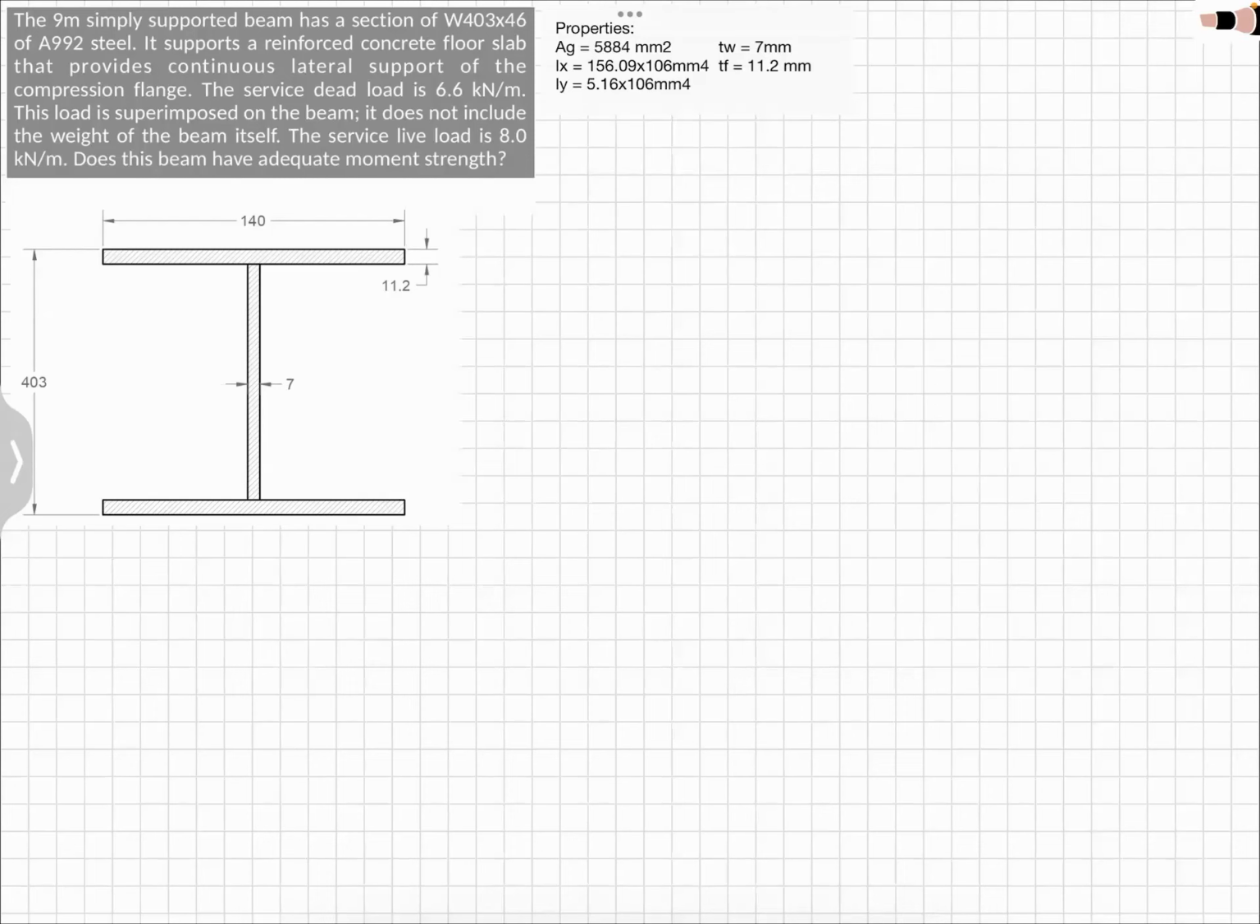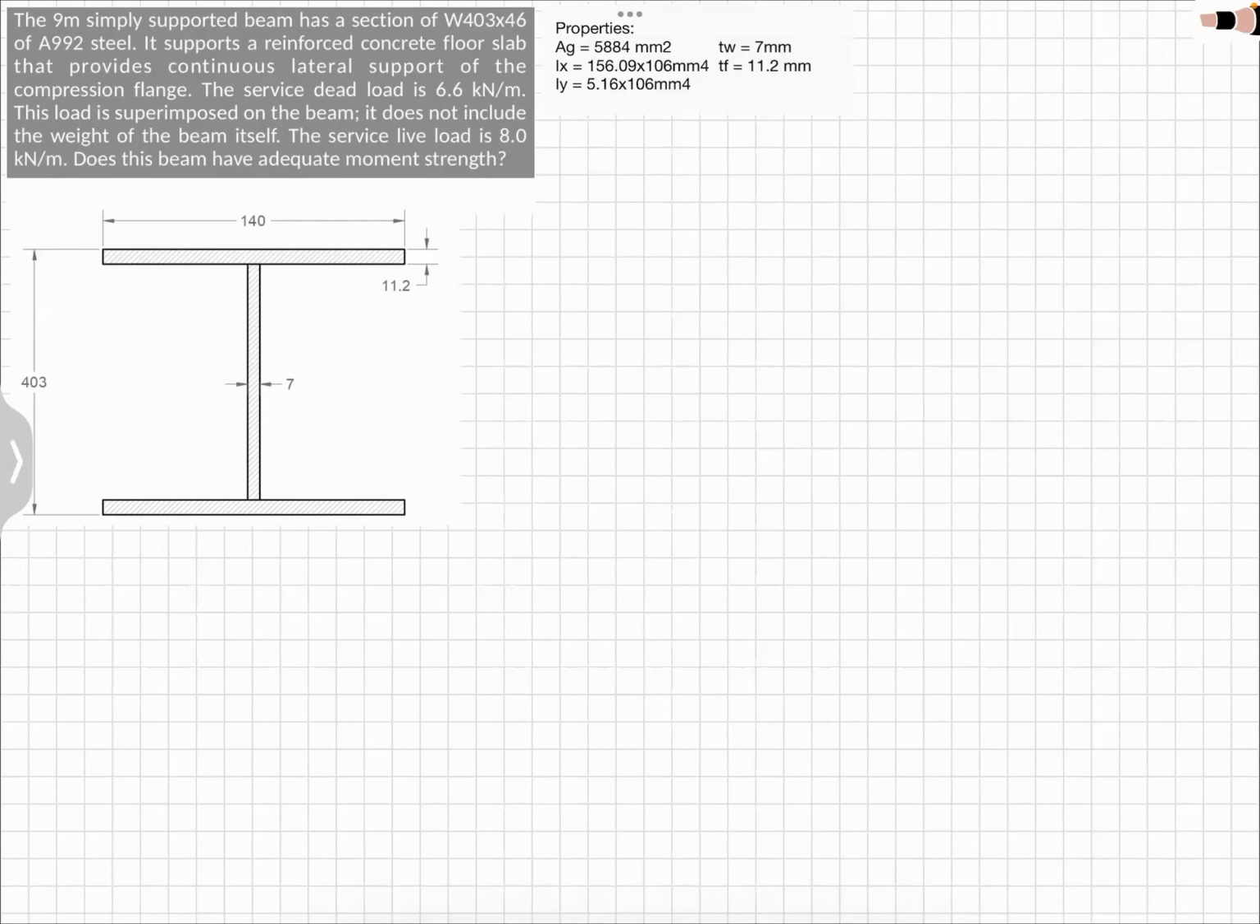Okay, so let's look at the problem. So the simply supported beam has a section of W40 by 46 of A992.